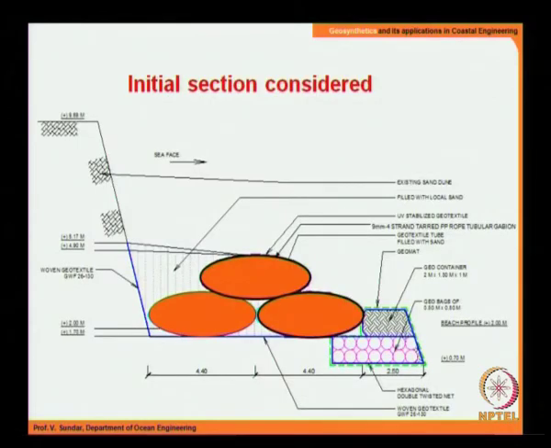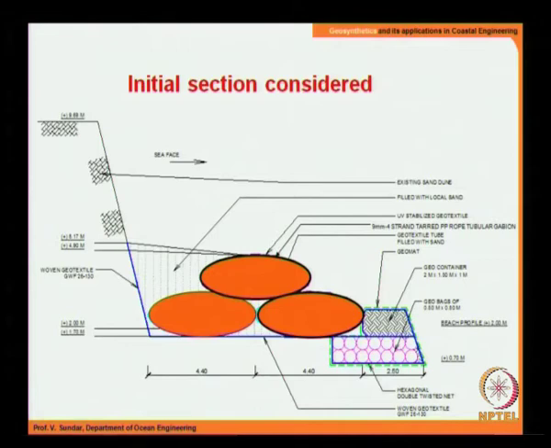So the initial section, how do we go about it? We need to look at the different elevations, and the problem is you have to give a solution. One is for protecting the coast, second is you should not have much inundation into the land. So in which case we need to consider all the levels. For the top level, we considered 3 geotubes as you can see here.